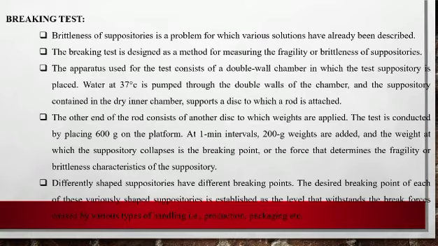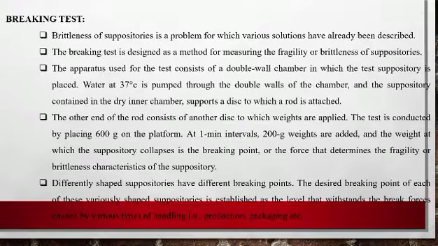Mainly this test is conducted by placing 600 grams on the platform. First we have to keep 600 grams on the platform. At 1 minute intervals, 200 gram weights are added to it, and the weight at which the suppository collapses is the breaking point. So we note the minimum weight required to break the suppository. We repeat the test for the other samples, and we calculate the average breaking strength of the suppositories.